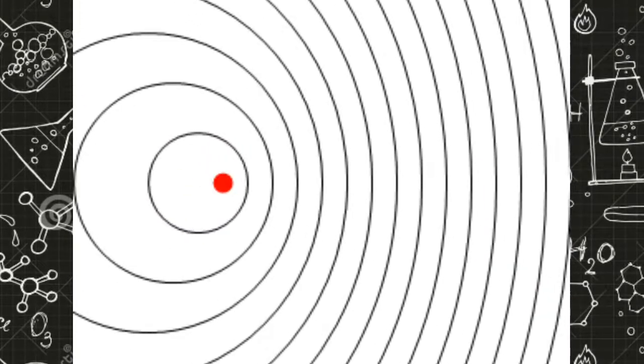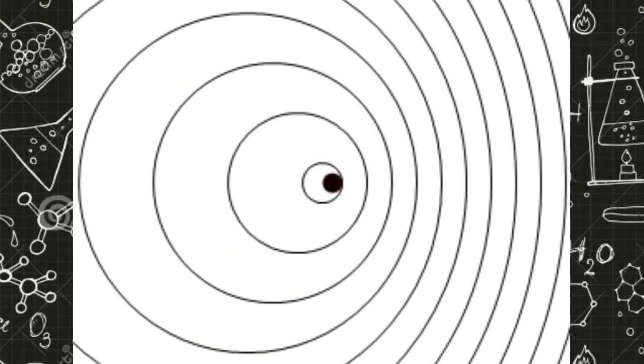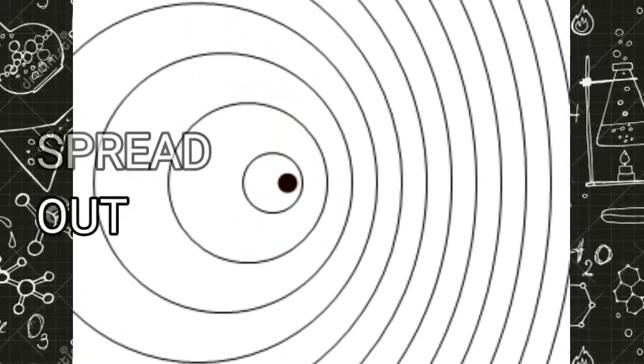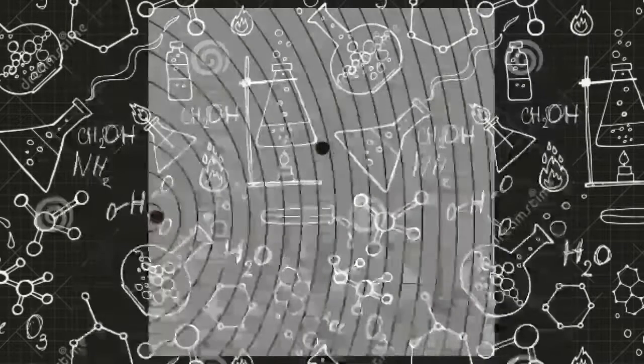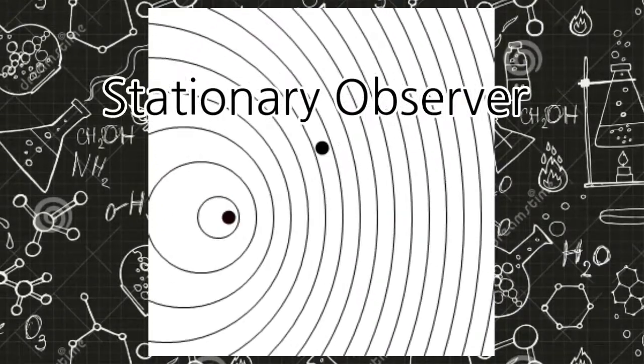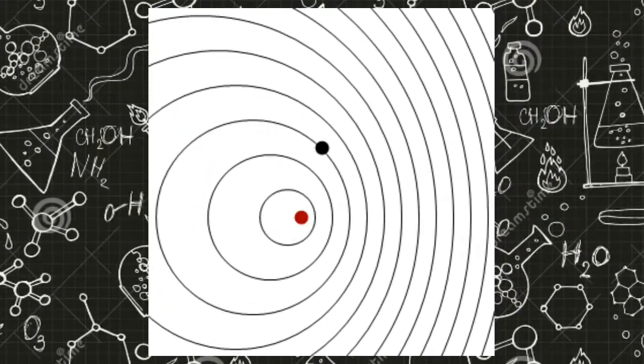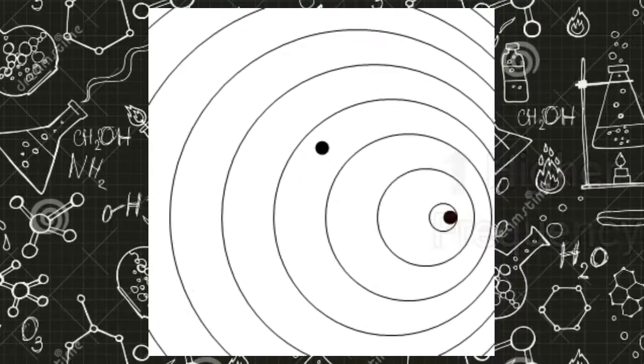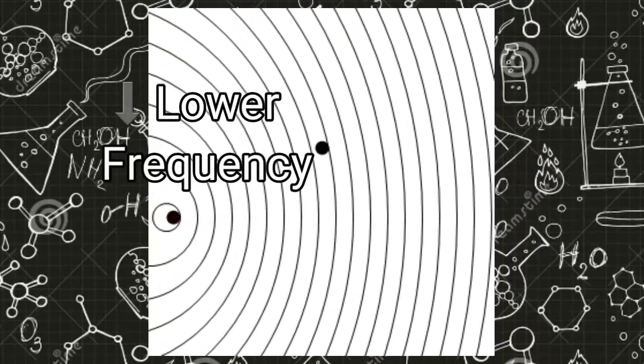Well, in the direction where the source is moving, the waves in front back up, and the waves behind the source spread out. If the source of sound moves toward the stationary observer, the bunch of waves in front will be observed at a higher frequency. And if the source is moving away from the observer, the waves are observed at a lower frequency.